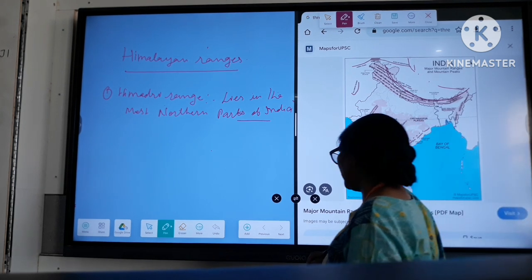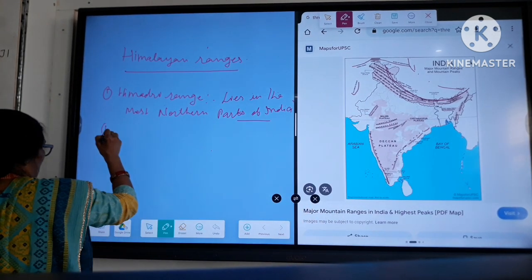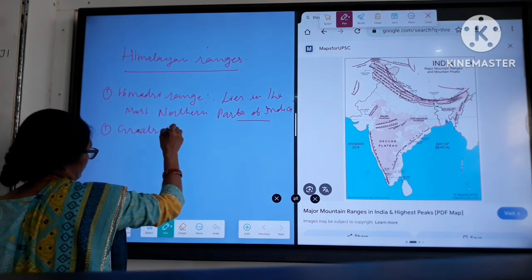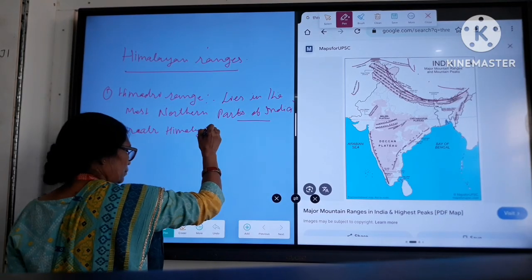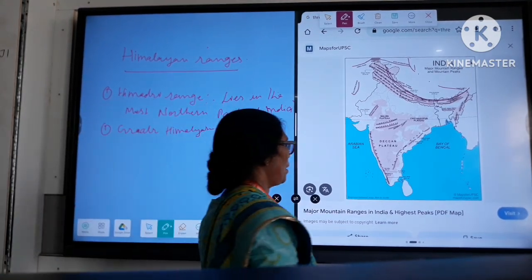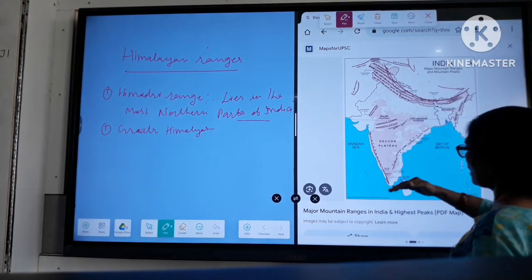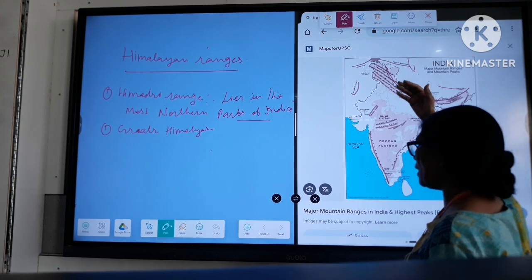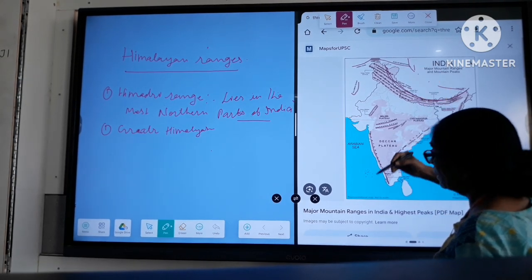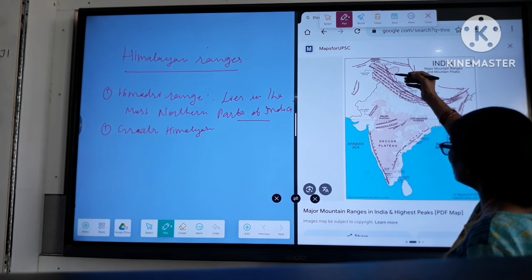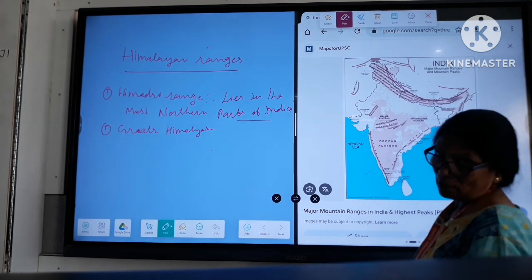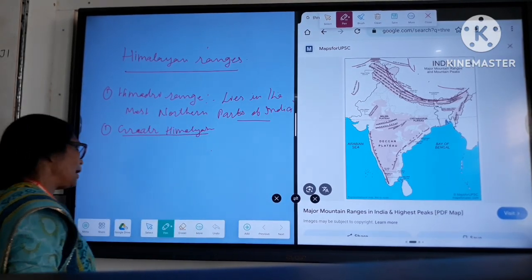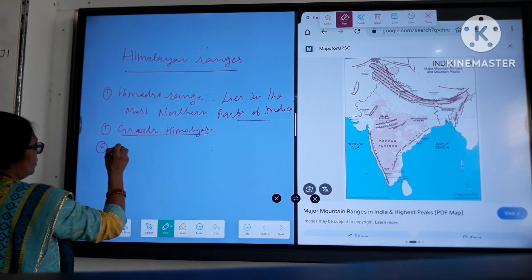It is also known as the Greater Himalaya, due to their height above the sea level. Their height is very high. That's why it is called the Greater Himalayas, because they are very high and very large in size. Next, they are also known as the Inner Himalayas.